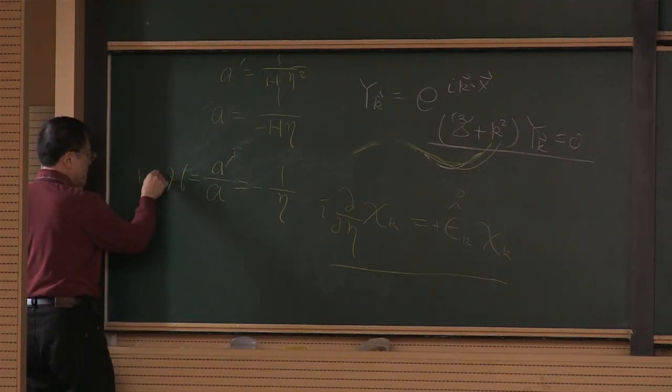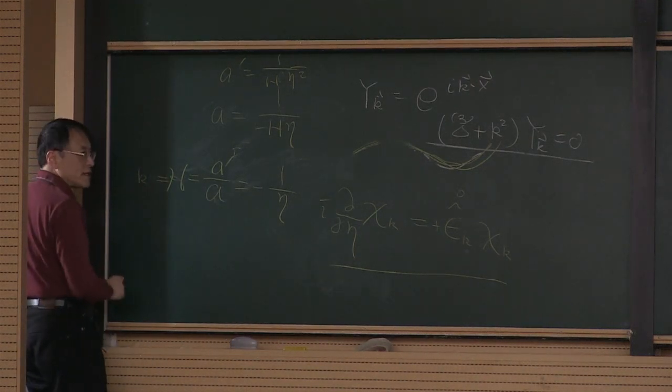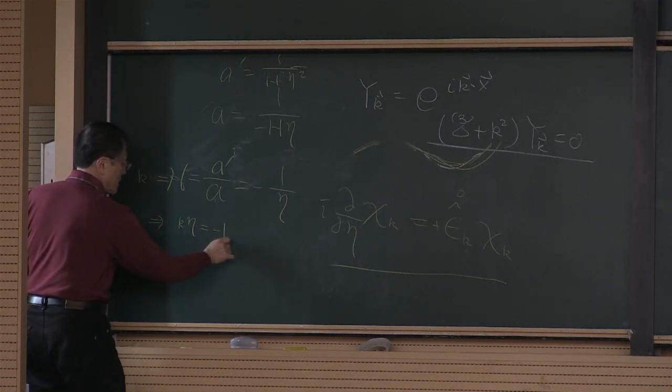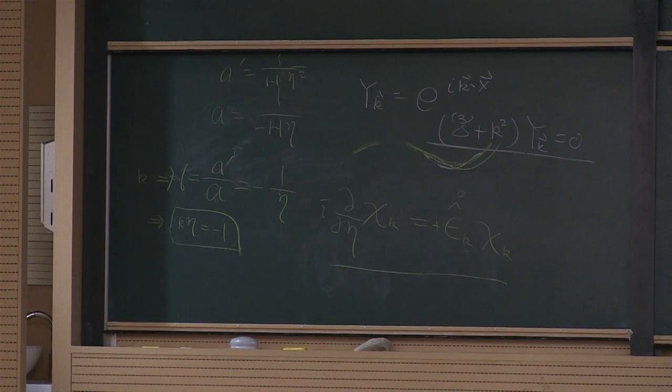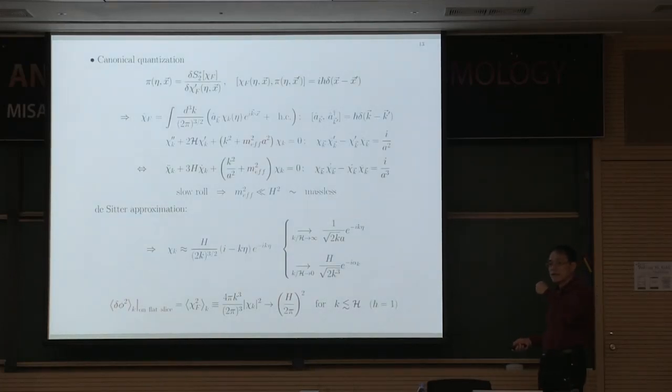And if k is much greater than this, then this is well inside the horizon, and the horizon crossing, we say, occurs at k eta equals minus 1. So this is the moment where the mode goes out of the horizon, and as soon as it goes out of the horizon, because eta goes to 0 very rapidly, it sort of freezes out. It becomes some constant. And the fact that this mode function becomes constant is considered to be the modes becoming classical. Because if you take this limit, then it will no longer satisfy all these commutation relations.